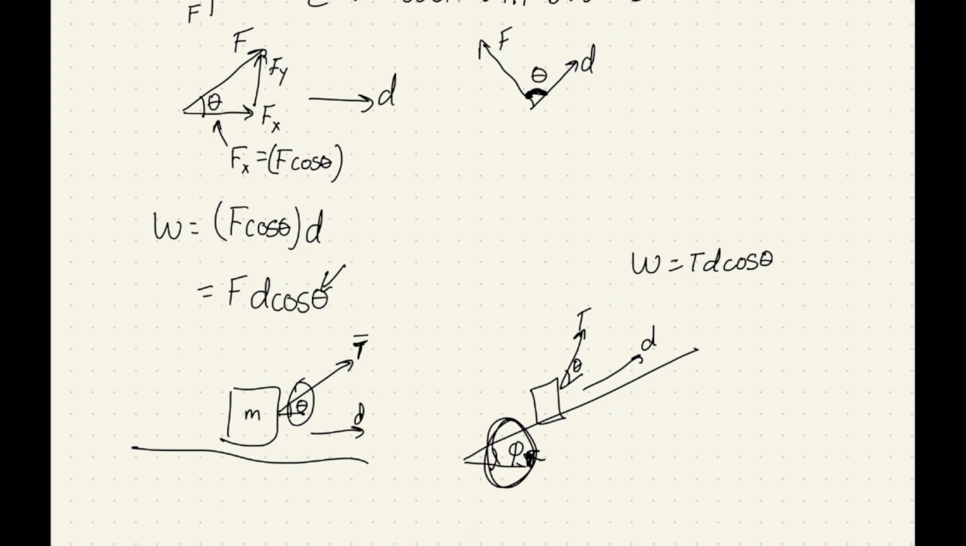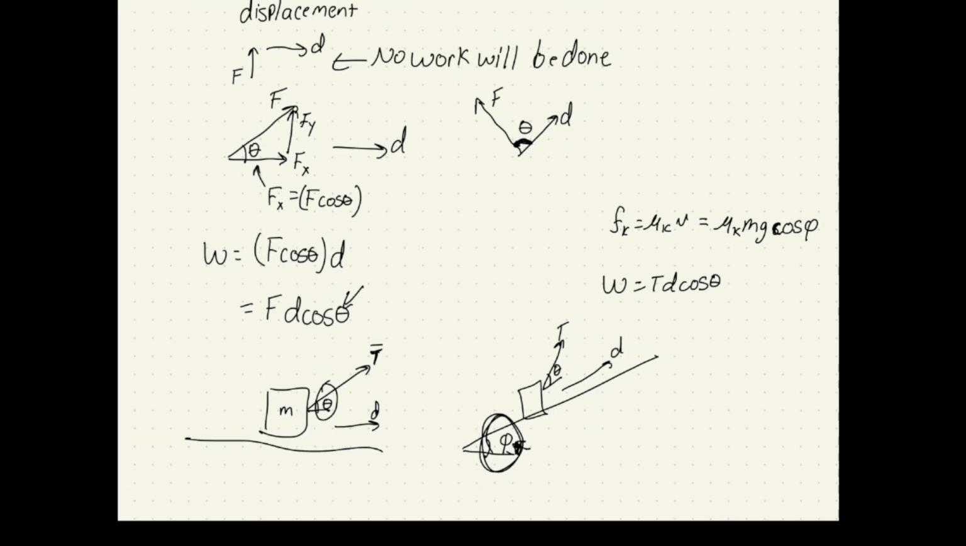Because if you remember, our friction force is equal to mu k times n, and if we're on an inclined plane, then we get mu k times m times g times the cosine of phi, where phi is the angle of incline. So if we have friction and we're talking about work done by friction, then that angle will show up. But in most cases, this angle theta is very different from the angle of incline. So be aware of that.